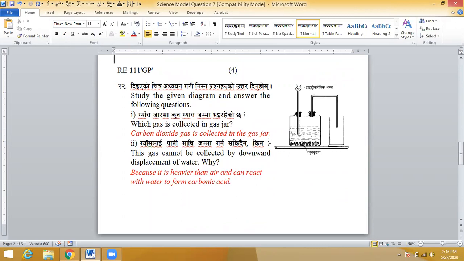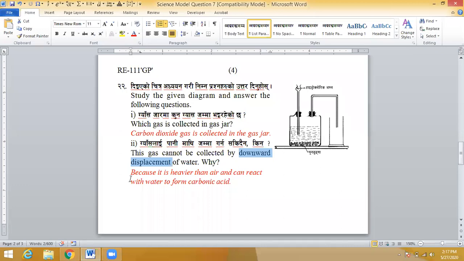Obviously we have only two gases in class 10, ammonia and carbon dioxide, and this one is carbon dioxide, because in this case there is no heating here, they have not done any heating, and the gas jar is also upright. This is 100% carbon dioxide gas. After that, the question: this gas cannot be collected by downward displacement of water. Why? This question has two parts. First part: why is there no downward displacement, why is this gas jar erect, why is this gas jar not kept inverted.